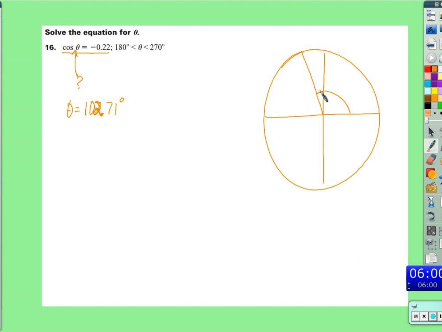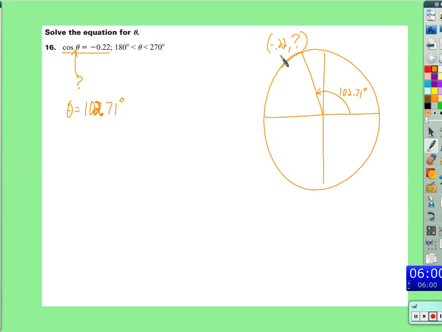Bigger than 90, so somewhere right there. 102.7 degrees. What do we know about this angle? It has a cosine of negative 0.22. I don't know what the sine is. We can figure out what the sine is, but it doesn't really matter what the sine is. You know what the cosine is. So you kind of feel like we're done.